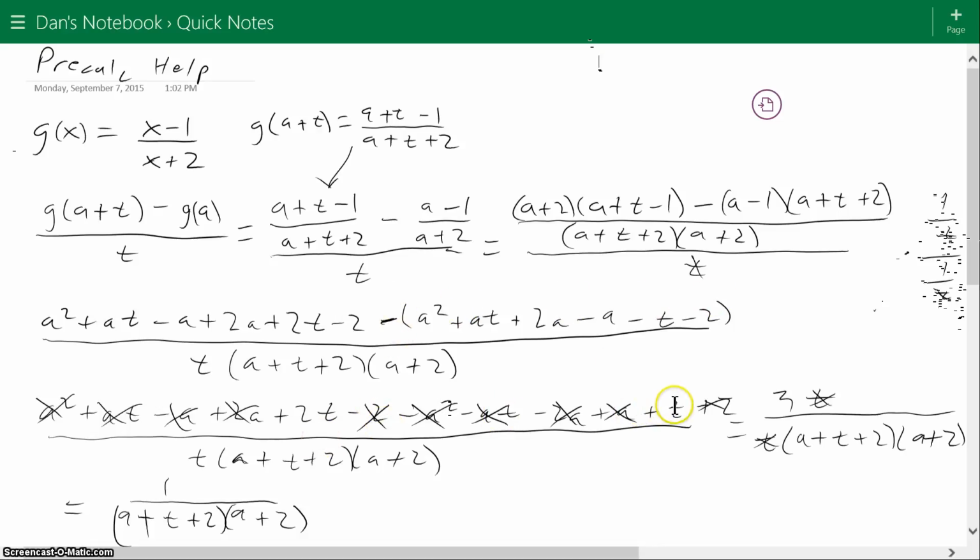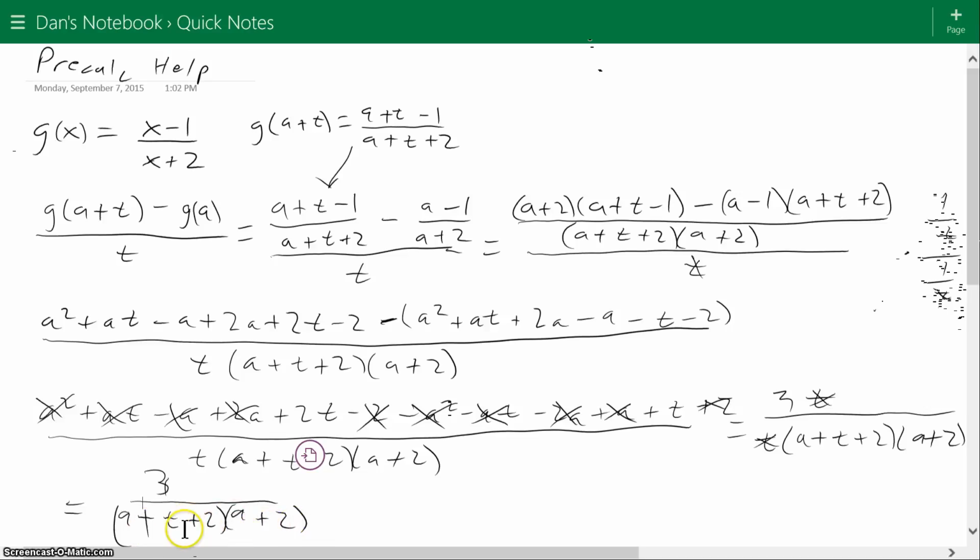And then a bunch of things will reduce out or sum to 0. So we've got this a squared and this negative a squared gone. A t, negative a t, gone. Negative a, positive 2a, negative 2a, negative 2, positive 2. So all we end up with here is just a t here and 2 t's here, which gives us 3 t's. And then the denominator is the same. The t's reduce to 1's. So our final answer is just going to be 3 over a plus t plus 2 times a plus 2.